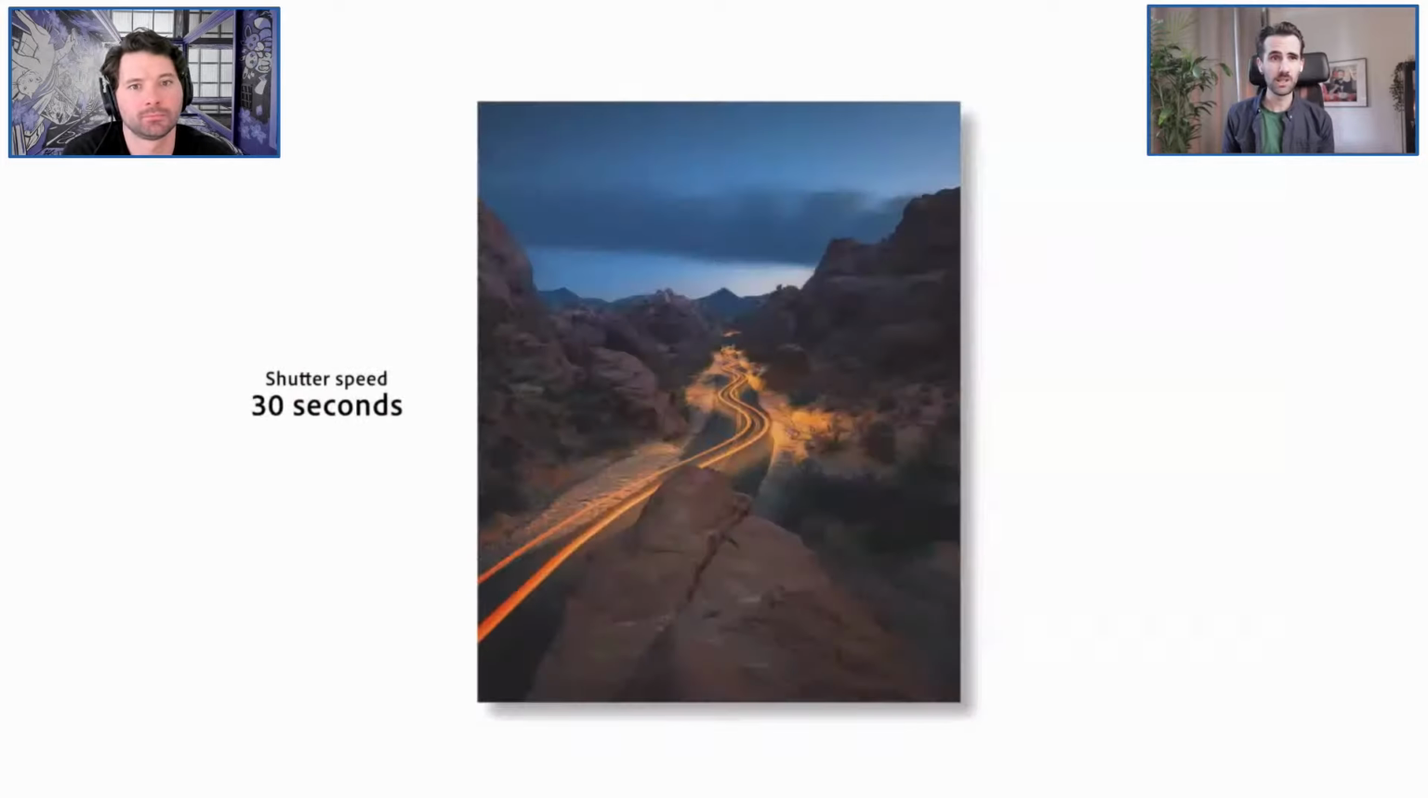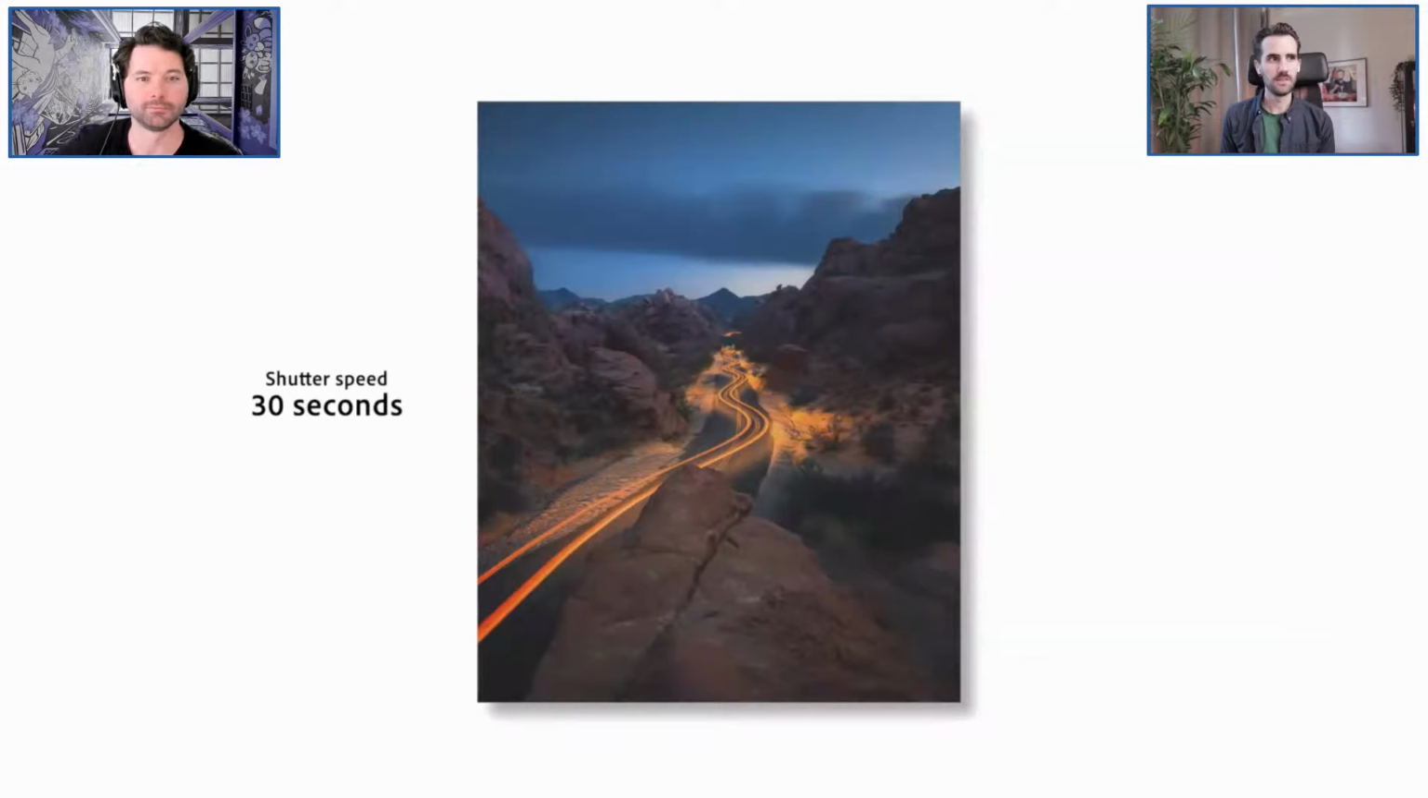If we're shooting long exposure, that's where we can really play around with shutter speed, especially if you're shooting on a tripod. This was 30 seconds and you can do things like light painting and long exposures. This one, just a car driving down the road, creates that effect from having the shutter open long enough.